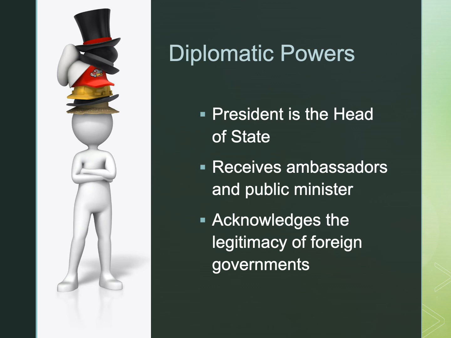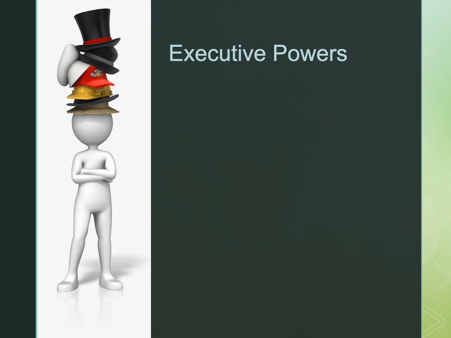And so these are just some examples of the diplomatic powers of the president. Also, it includes treaties, executive agreements, etc., that you'll read about in the textbook. It is the executive powers where we find the powers that the president has to appoint people to office and also to nominate justices to the federal court.